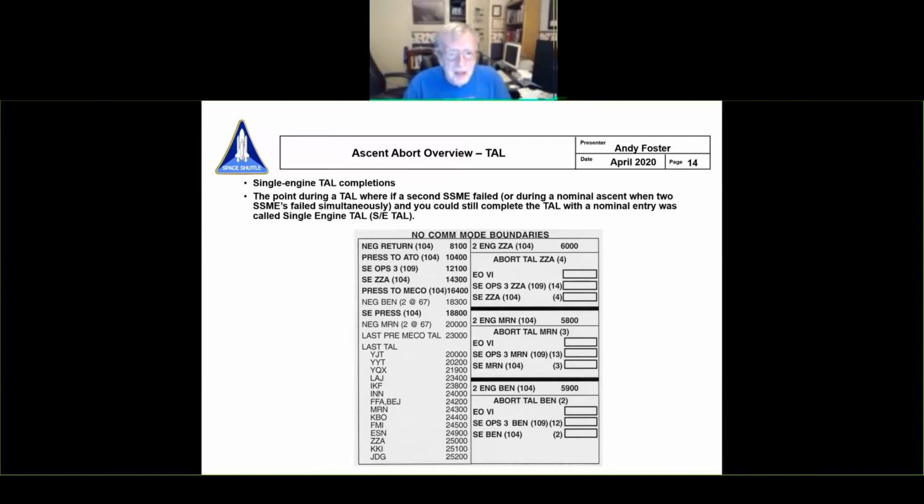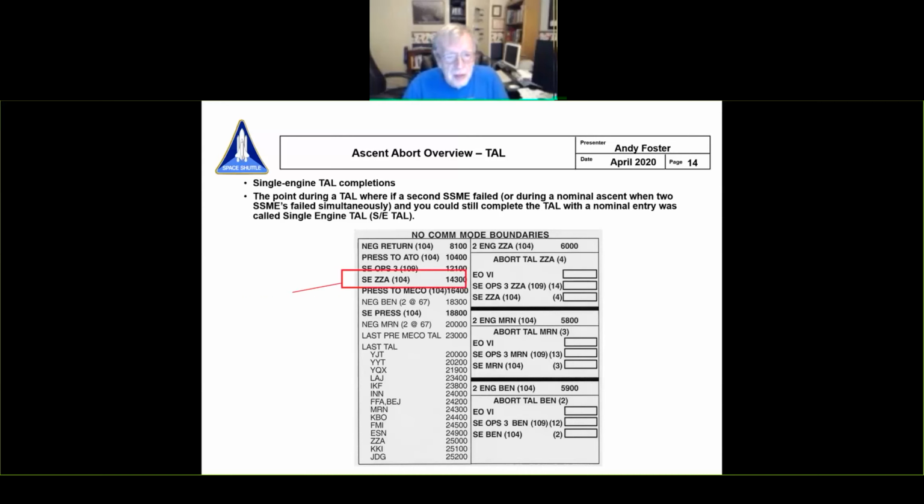The other case is I start off on a TAL, now I lose an engine. What do I do? Well, in both cases of just losing 2 simultaneously, going uphill, or starting off on a TAL and then having an engine go out, there's something we would call single engine TAL completions. And it's just telling you that once you're past that certain point, and we would track it by, again, velocity, you could still complete the TAL using completely nominal procedures.